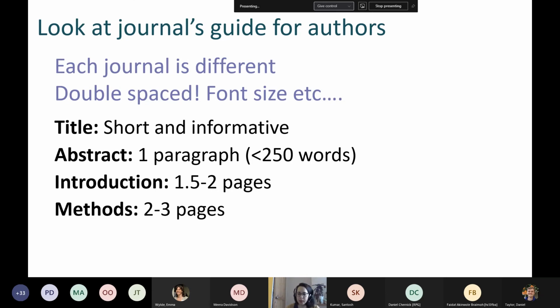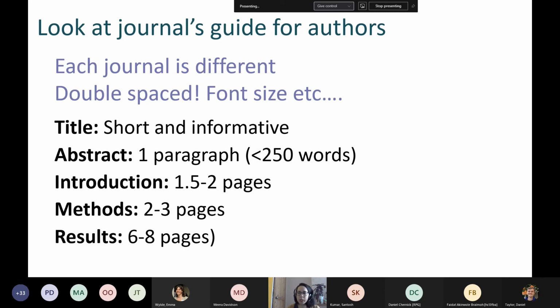The methods now. So this is the what you did part of the section. So you've done the what and why, and now what you did. So what did you actually do? Talk about your experiments, talk about your models, talk about how you actually did it.